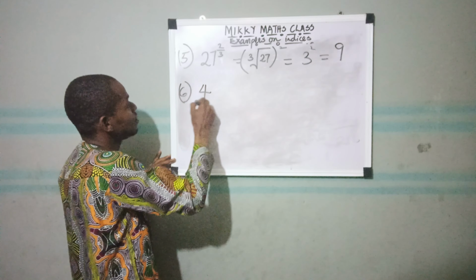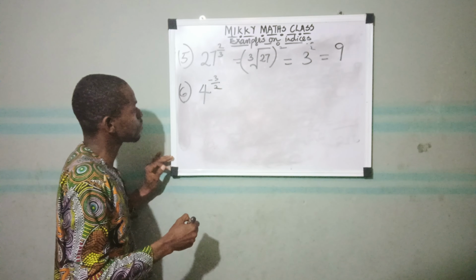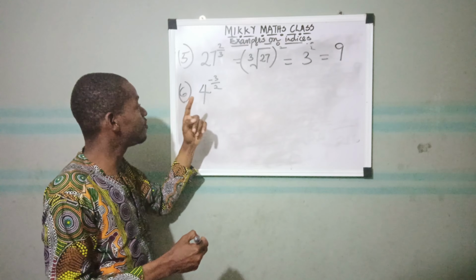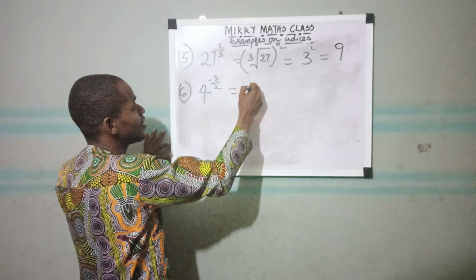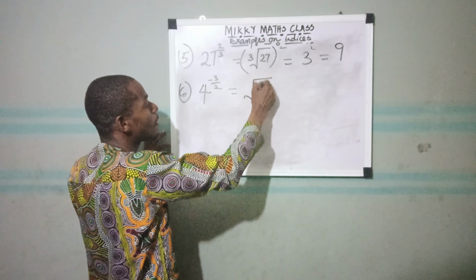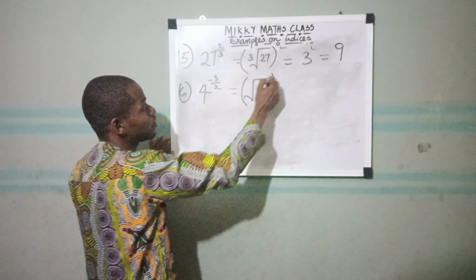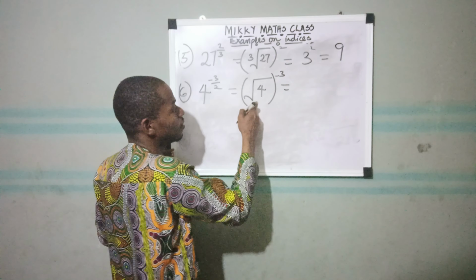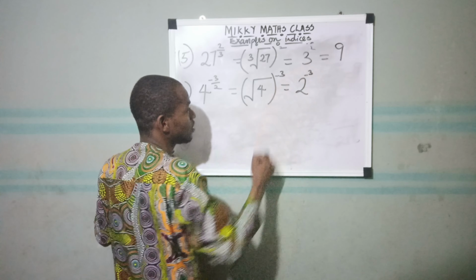You can have something like this, 4 raised to the power minus 3 over 2. Now, it's the same thing as the fractional index. The only difference is that the numerator has minus. So this is the same thing as taking the square root of 4, raising it to the power of minus 3. The square root of 4 is 2.